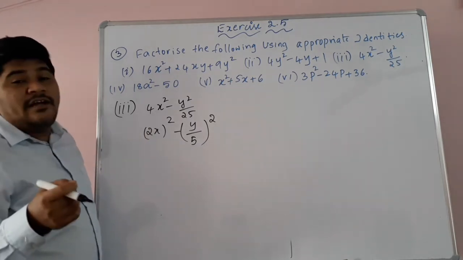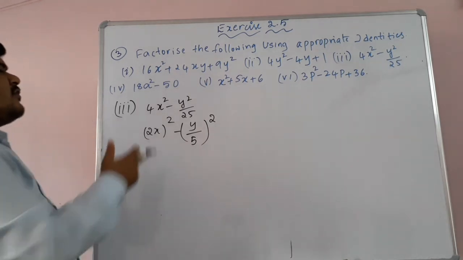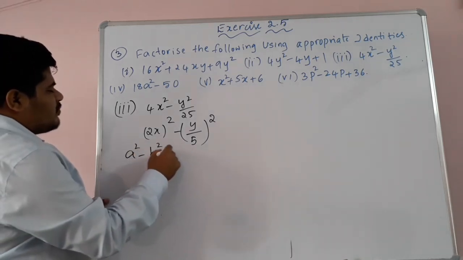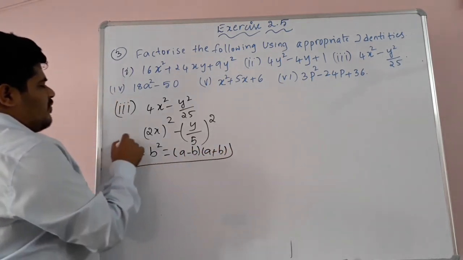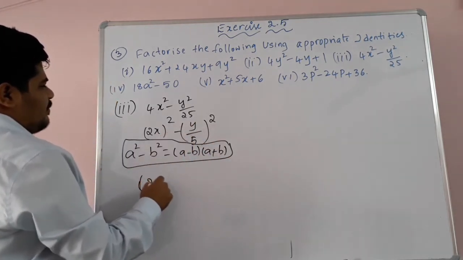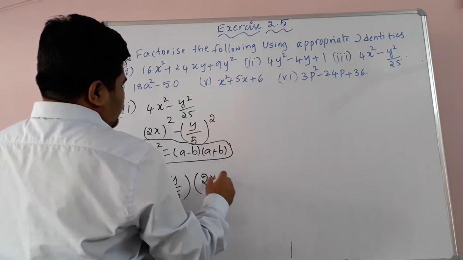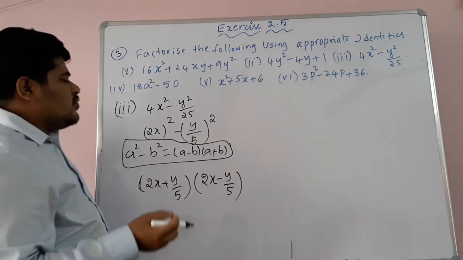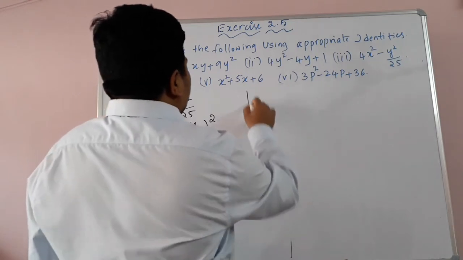So 2x whole square, if we write, a into b whole power m is equal to what? A power m into b power m. So it can be written as 2 square into x square, that's 4x square. So children, now if you see, this is in the form of a square minus b square, which is equal to a minus b into a plus b. So it can be written as 2x plus y by 5 into 2x minus y by 5. So we factorized it, children. Now let's see the next problem, children.